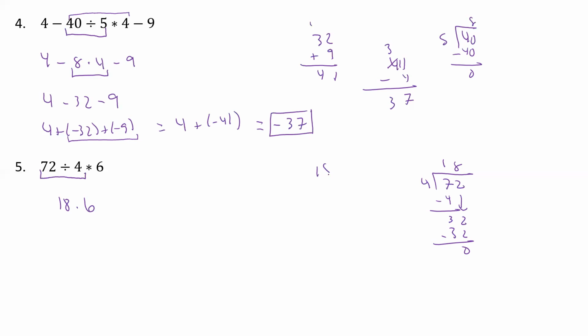Okay, well, it was 18 times 6. Well, 6 times 8 is 48. Carry the 4. 6 plus 4 is 10. And so we get 108 as our solution there. And again, we had to do the division first, and then after that, we had to do the multiplication.